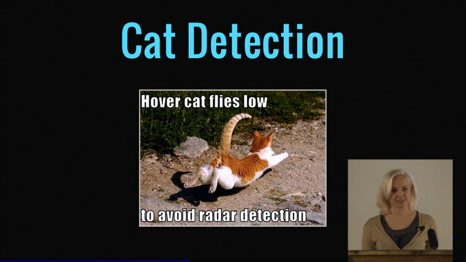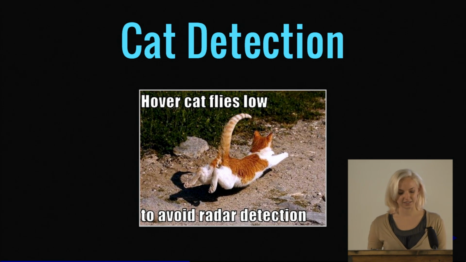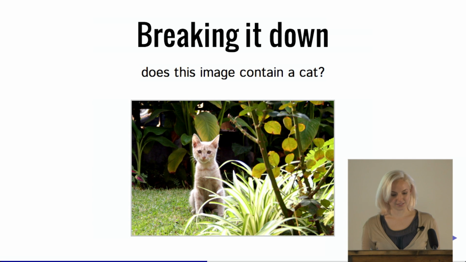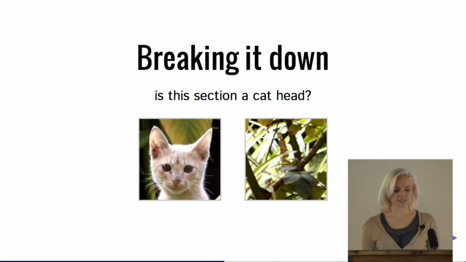So this problem is called cat detection. And this is not an original problem at all. If you search for this, there are research papers and PhD theses on this going back years. So it's clearly an interesting problem. The exact problem we're going to solve is, given an image, does it contain a cat? We're going to break it down into something more manageable. Given a section of an image, is that section a cat head or not?